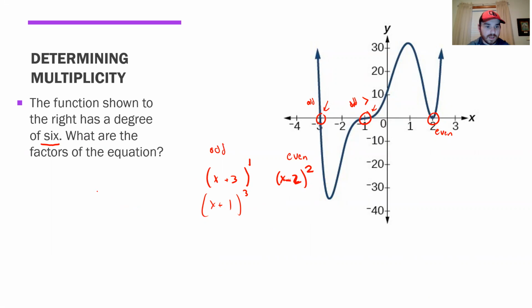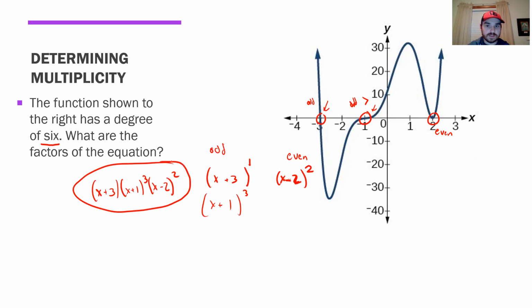So in this case, we would have x plus 3 times x plus 1 to the third times x minus 2 to the second. And this is the factorization of this equation. That's assuming that there's no leading coefficient, which they didn't give us one. So in this case, we don't really care. There probably is one based on the fact that this is hitting like 30 pretty easily at 1, but it doesn't really matter. Point is, these are the factors we would get for this equation.